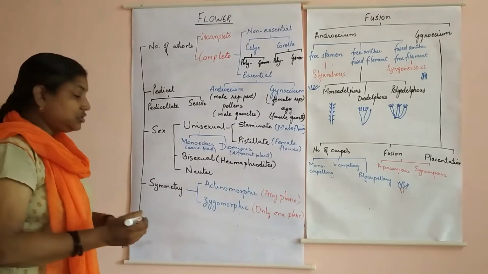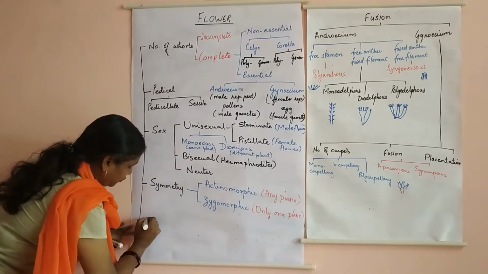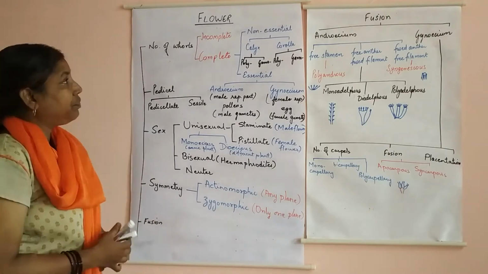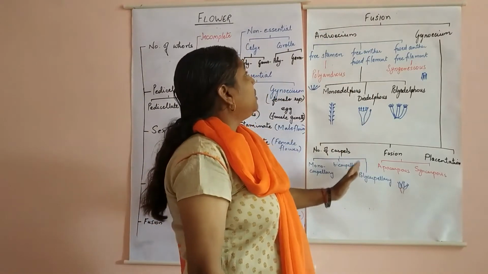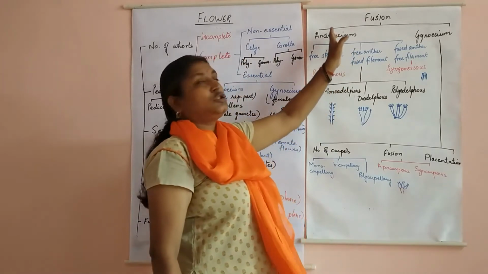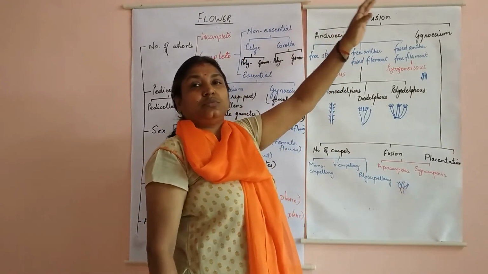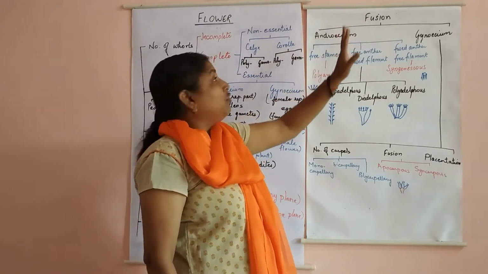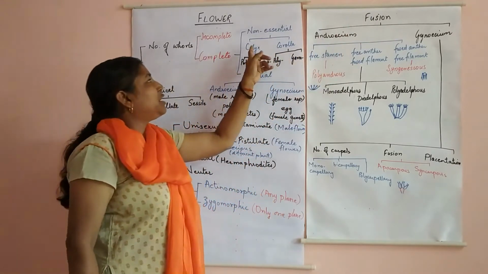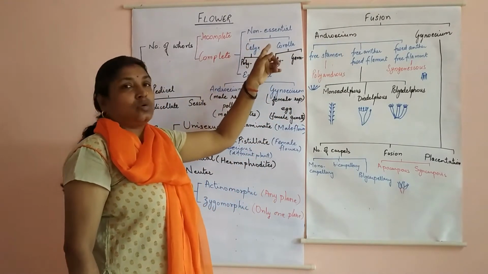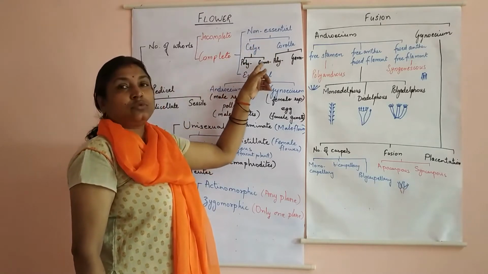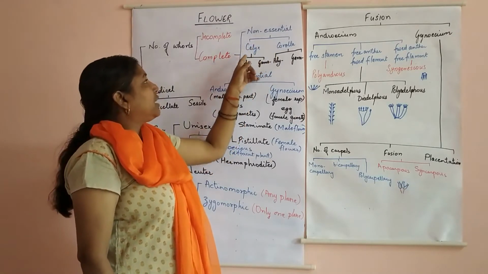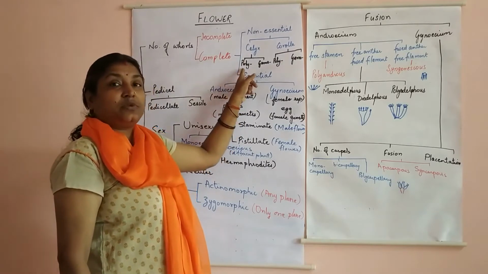And the last division is based on fusion. So here I have drawn a chart for fusion for androecium and gynoecium. We have already seen the fusion case in case of calyx and corolla. If the calyx are fused, it is gamosepalous, and if the calyx are free, it is polysepalous.